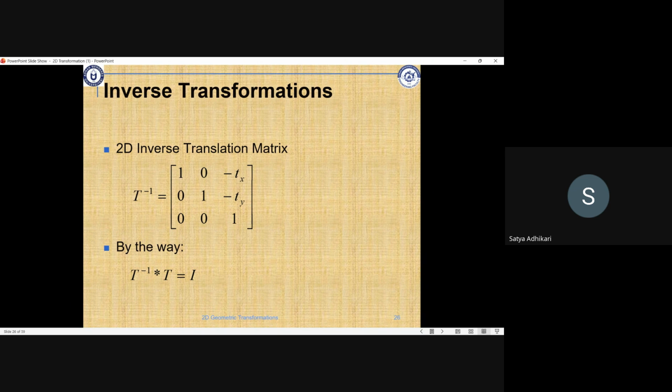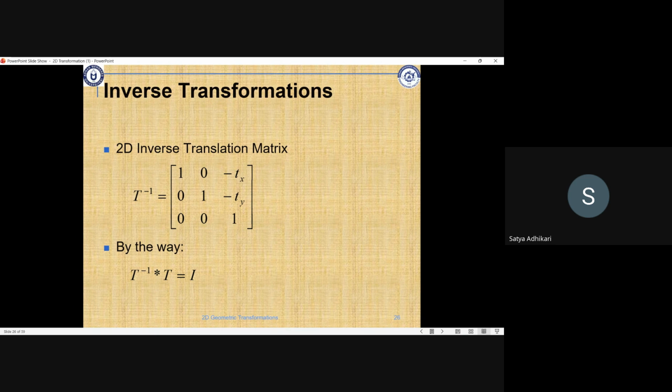Okay, suppose a point is moved from P to P dash, applying translation, and if we apply the inverse transformation, that is inverse translation, the point from P dash again moves back to P. So for translation it is P to P dash, inverse translation P dash to P.